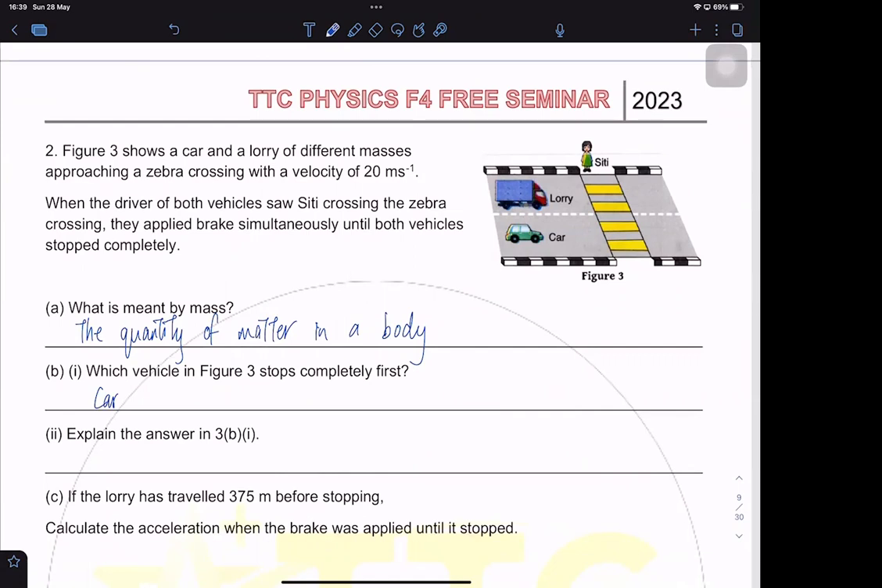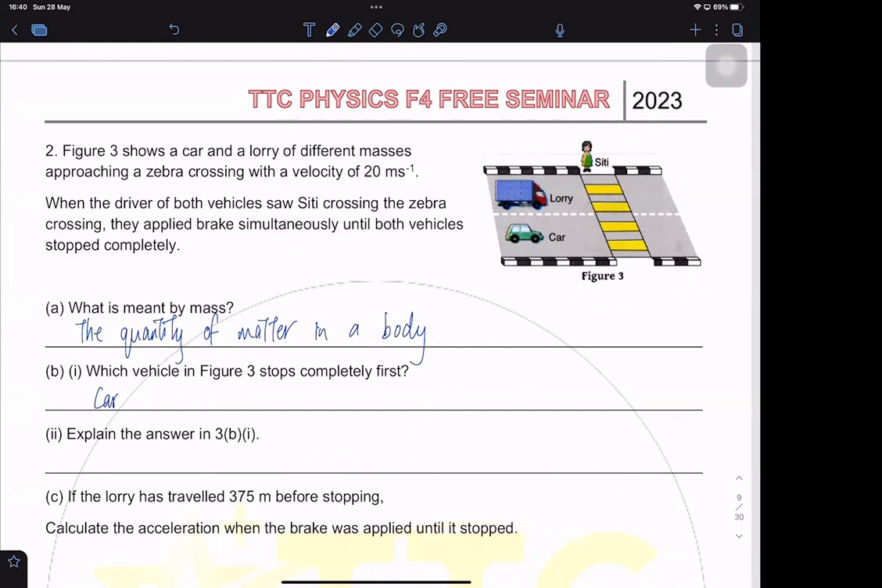Just very briefly, inertia means that the object wants to maintain what it's currently doing now. If it's moving, it wants to continue moving. If it's not moving, then it will want to continue staying there. Don't move. So why can the car stop faster? Because a car has a smaller mass, and the mass affects the inertia.